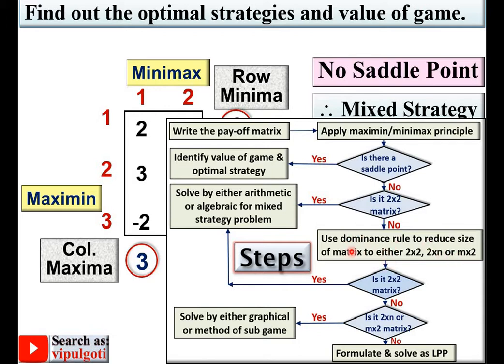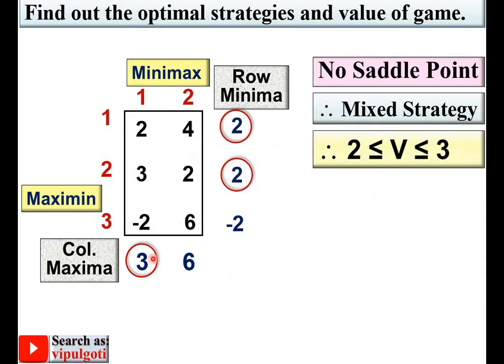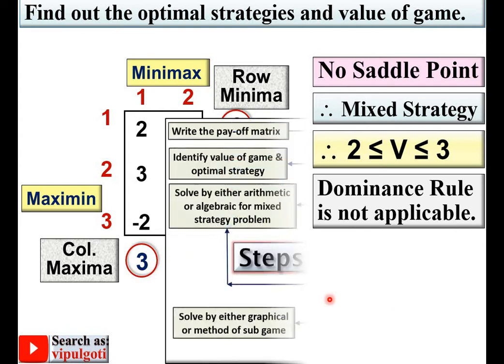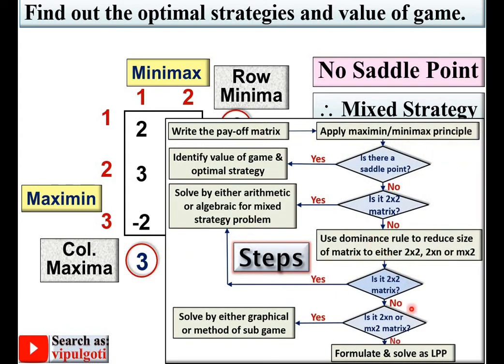So now I am going to apply the dominance rule to this payoff matrix. But here we can't develop any relation between rows and columns. That means here no rows or column are eliminated with respect to other rows or columns. So I can say dominance rule is not applicable. So once again look at the steps. After dominance rule, once again you have to ask the question, is it 2 by 2 matrix? So here we have seen dominance rule is not applicable. So we can say here the answer is no.